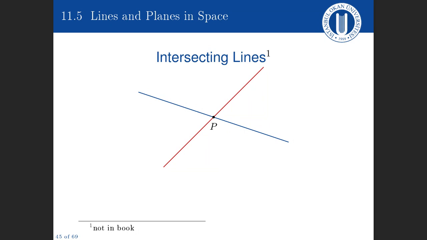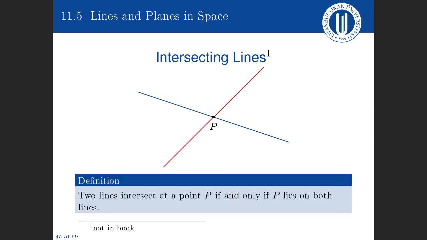Now let's continue. The next topic I want to talk about is intersecting lines. And I wrote this is not in the book. It actually is. It's hidden away in the problem section. They don't have the theory about this. Suppose we have two lines, and when do they intersect at a point P? They intersect at a point P if and only if we can say that the point P lies on both lines.